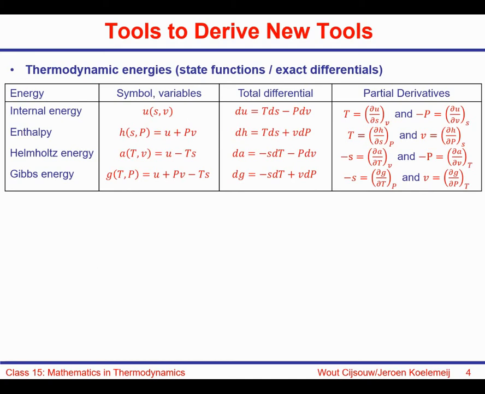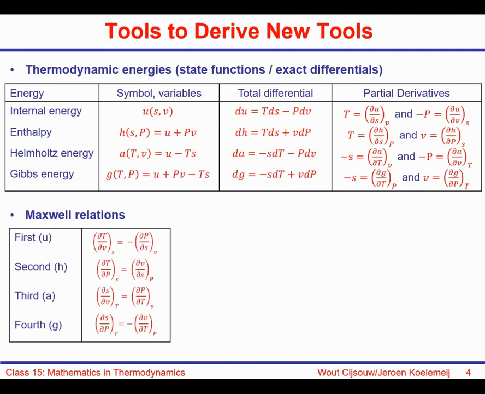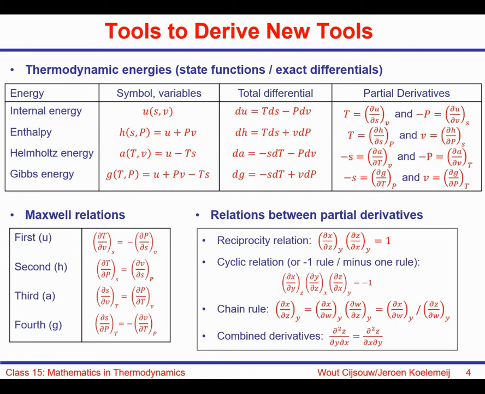So just to give a short recap of all these tools, here is a slide we have also seen in previous classes. It lists all the four thermodynamic energies and their total differentials and the partial derivatives that you can derive from them. You've learned about Maxwell relations, which can be quite useful. And of course, there are the mathematical relations between partial derivatives, all the ways that we've learned to manipulate them.